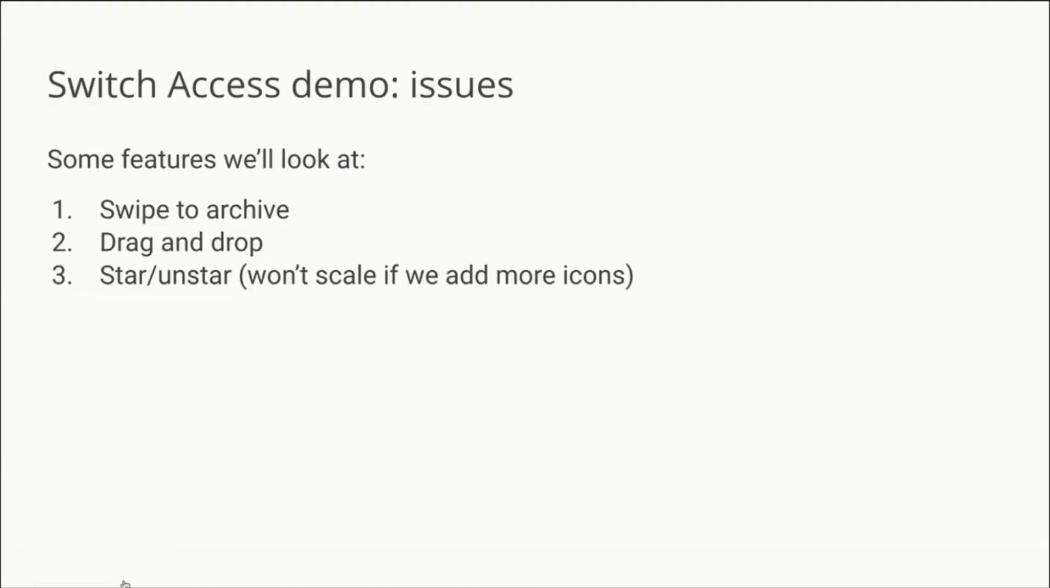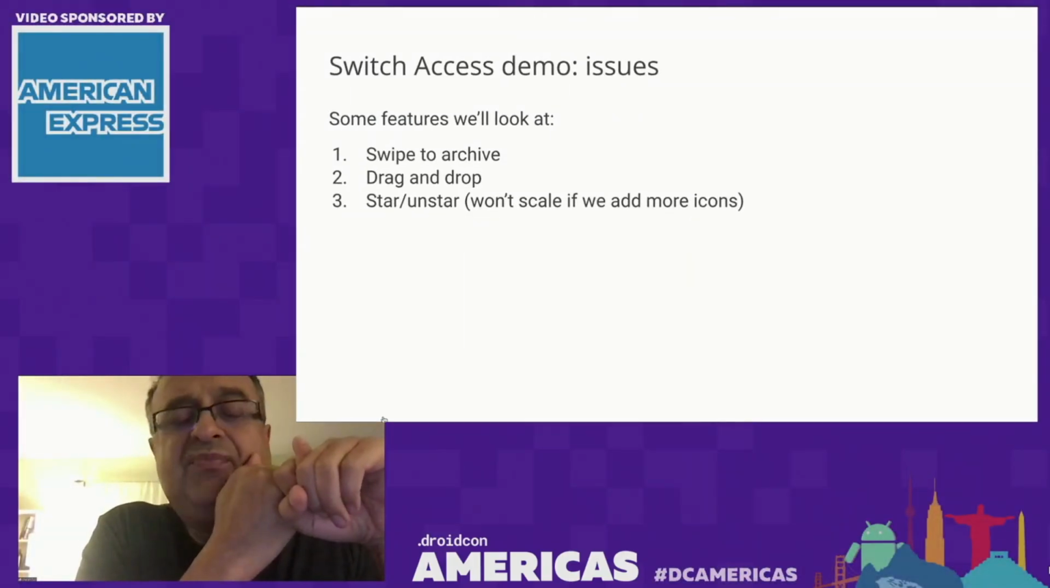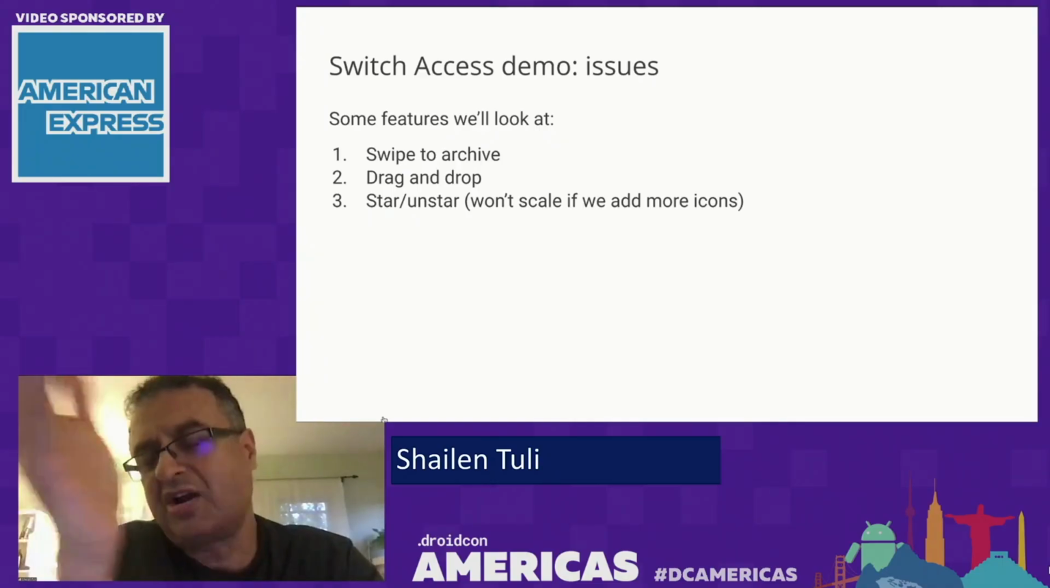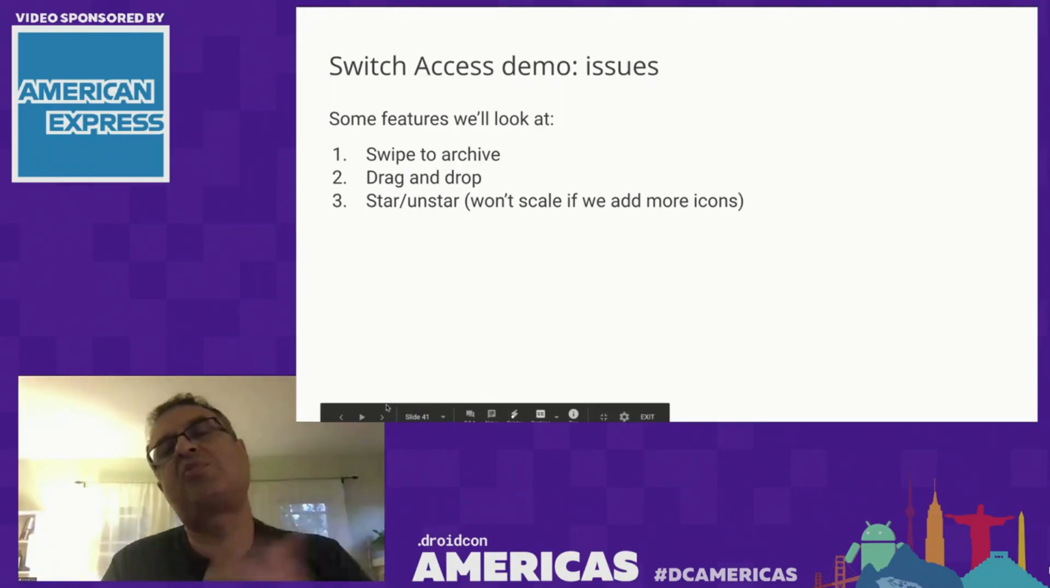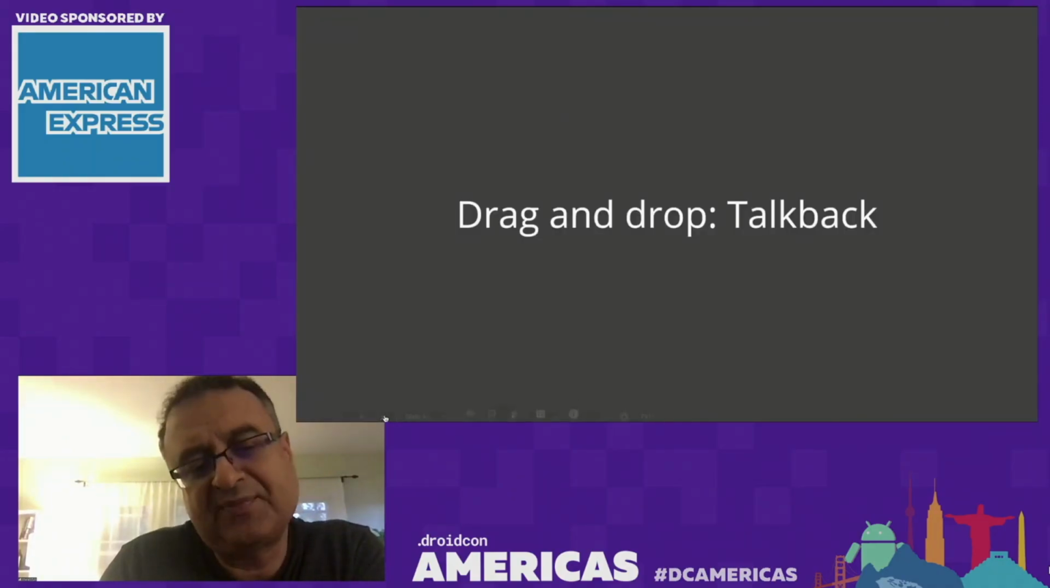Okay, so it's basically the app is kind of working for them now. It's working pretty nicely. The only thing that's not working beautifully, well, it is also working, is star and unstar, but we can improve that, and I'll talk about that. So at this point, we made tremendous progress for switch access users. Let's see how it works out for TalkBack.